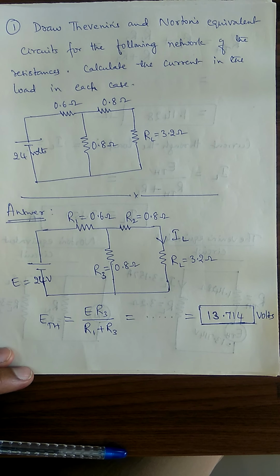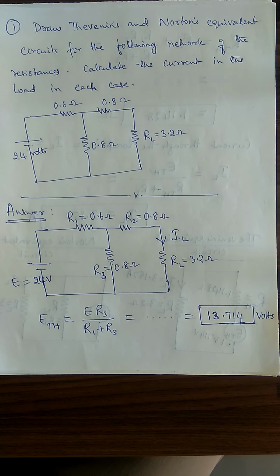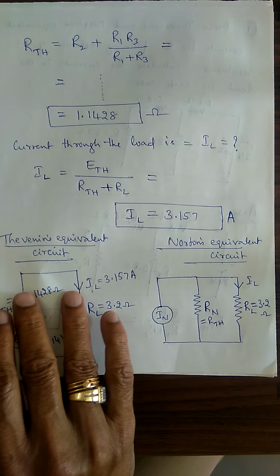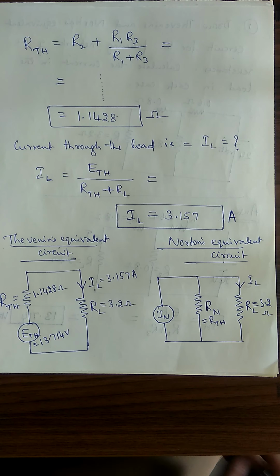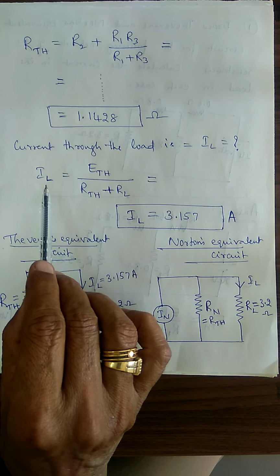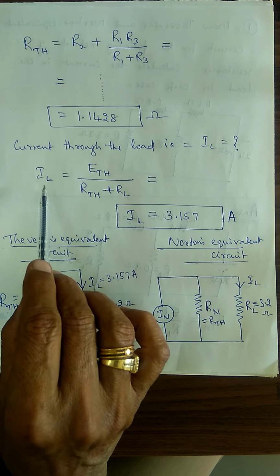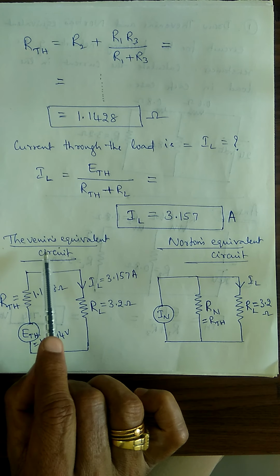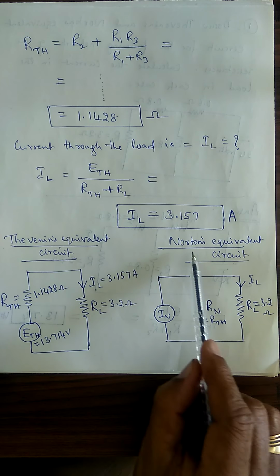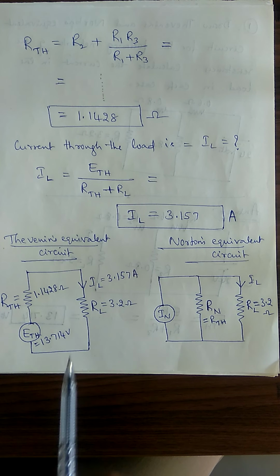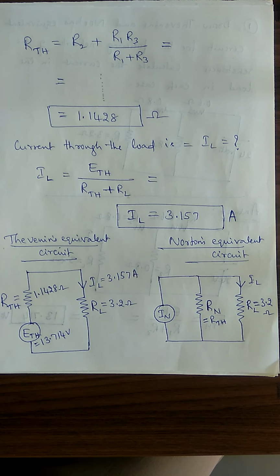Okay. Is it clear? Check it up. Now we are supposed to determine RTH. Then we have to determine IL. IL means the current that flows through the load. Then we have to write Thevenin's equivalent circuit and Norton's equivalent circuit separately. We have to show it. Then it completes the answer.